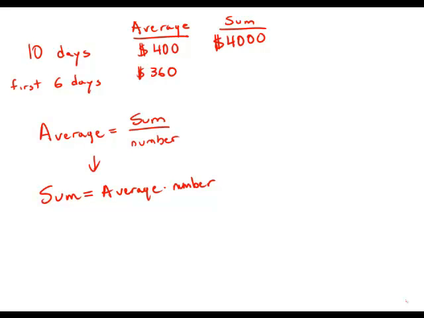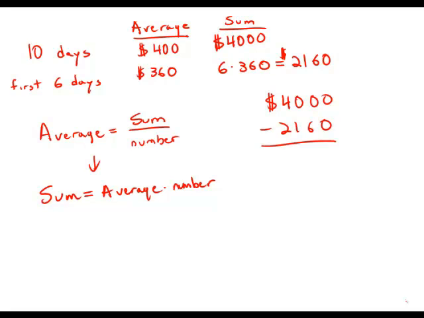Similarly, on the 6 days, in order to have an average of 360, they would have to have a sum of 6 times 360, and with a little math, we find that this is $2,160. Now, the reason this is important is we can't add or subtract averages, but we can add and subtract sums. We know that if over the 10 days they made $4,000, and the first 6 days they made $2,160, well, then the last 4 days they must have made the difference.